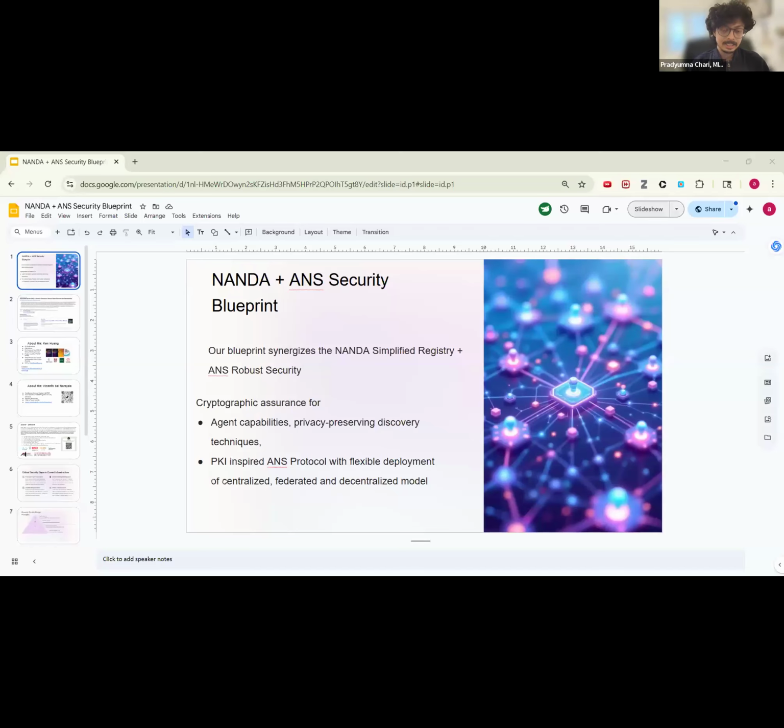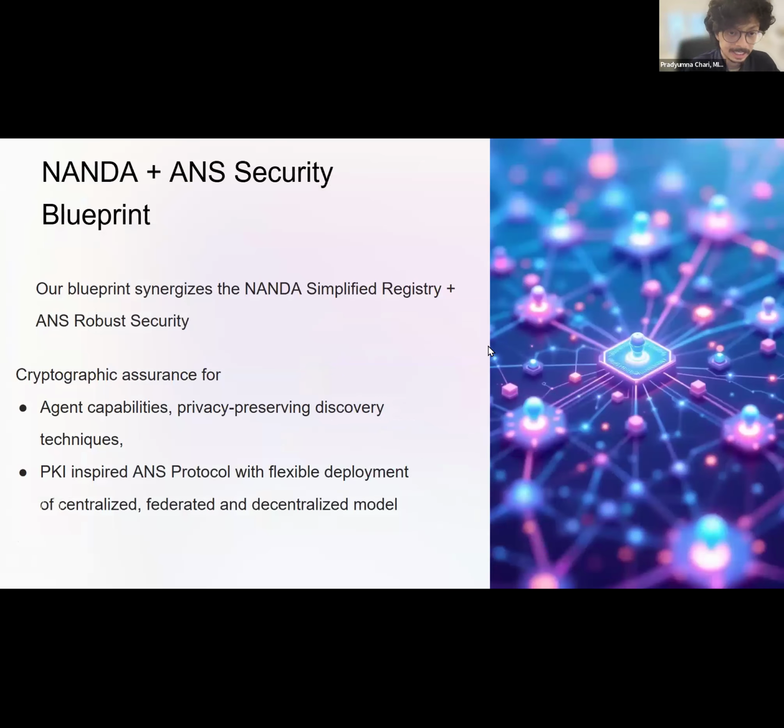Ken and his team are prolific authors in the space of agentic web and agent-to-agent interactions. I'm very, very excited to hear what they think about Nanda and the ANS security blueprint. Sure. Thank you, Pradima. And also thank you, Ramesh and Mahesh, for inviting us.